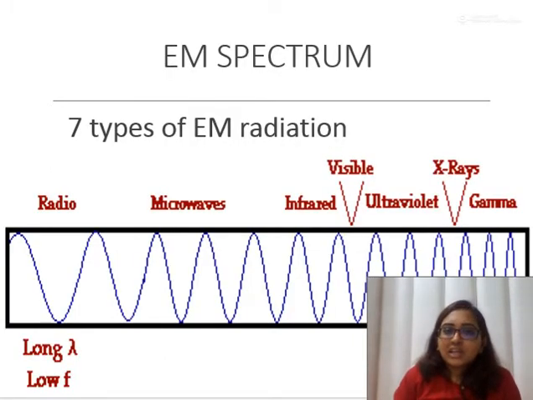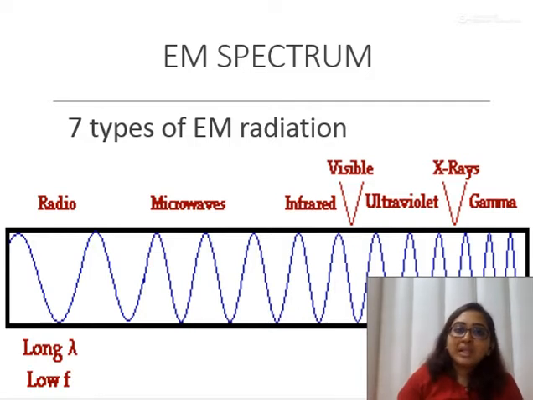Now, moving on to the electromagnetic spectrum. There are 7 types of electromagnetic radiations that are comprised in the electromagnetic spectrum. As you can see in the diagram, we have radio waves and we have microwaves. These are the high wavelength and low frequency radiations. We have visible, infrared, and ultraviolet radiations which lie in the center of the electromagnetic spectrum, and we have X-rays and gamma rays which lie on the right side of the spectrum.